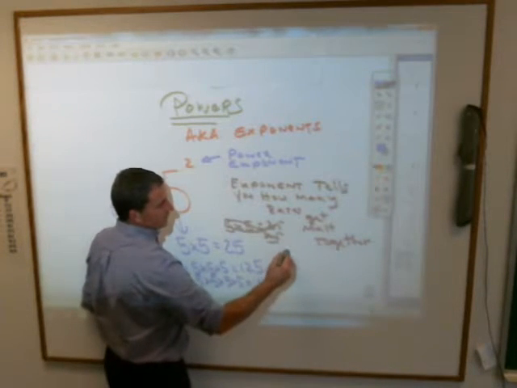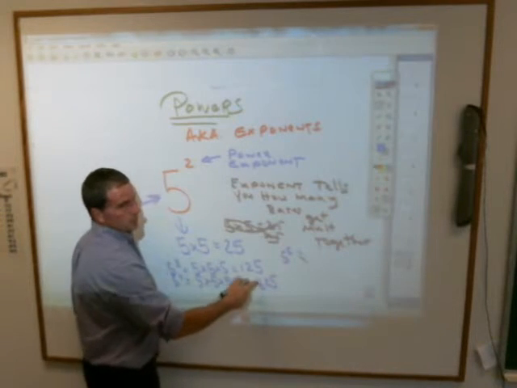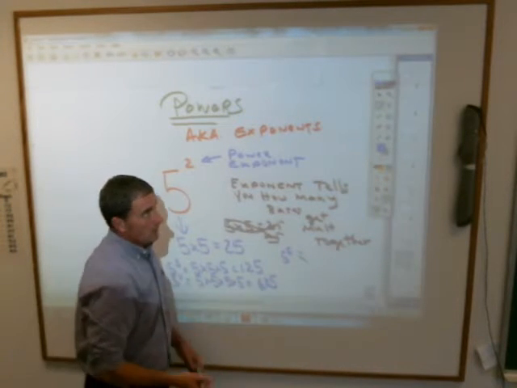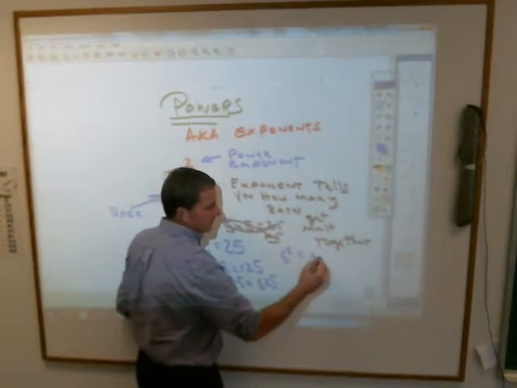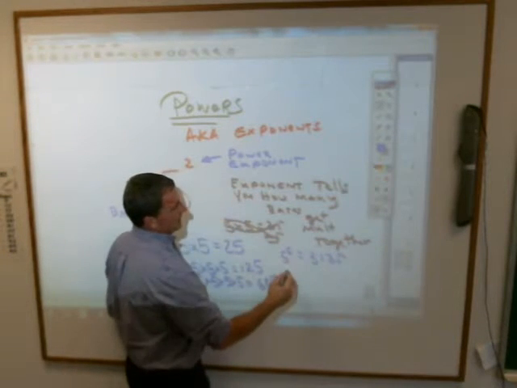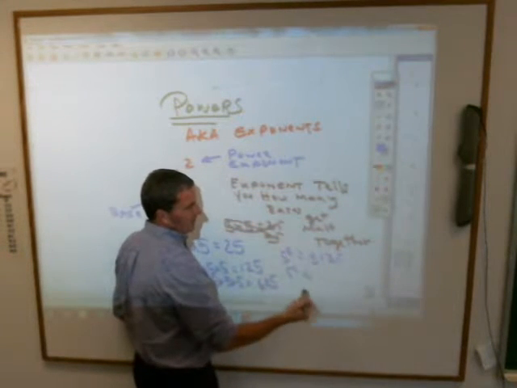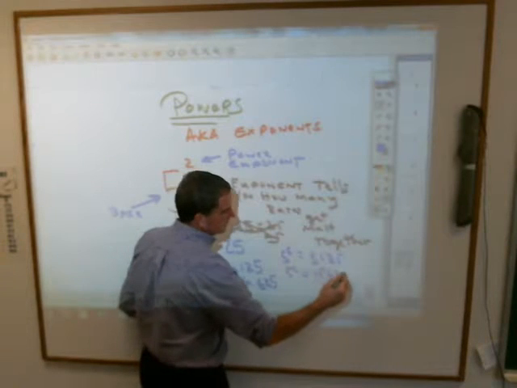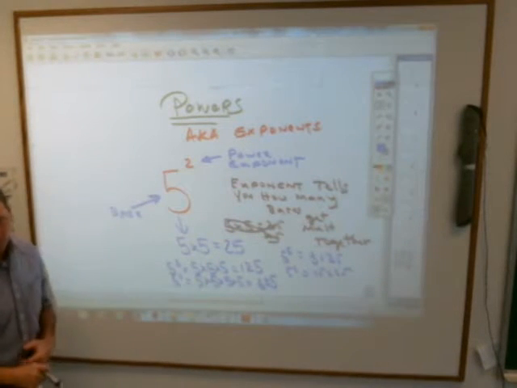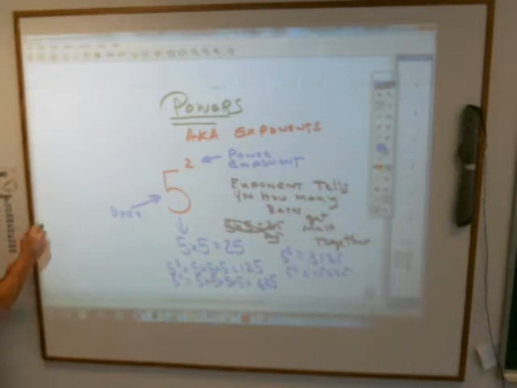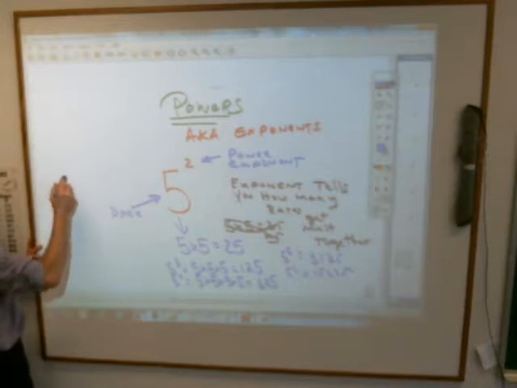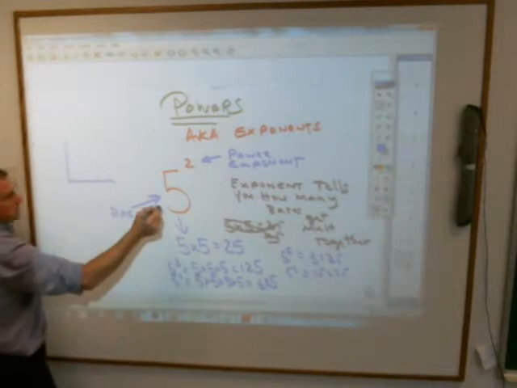If I did 5 to the 5th power, that's 625 times 5, which is 3,125. And 5 to the 6th power would be that times 5, which is 15,625, or something like that. Exponential growth means this. Here's my little chart of how things would grow.